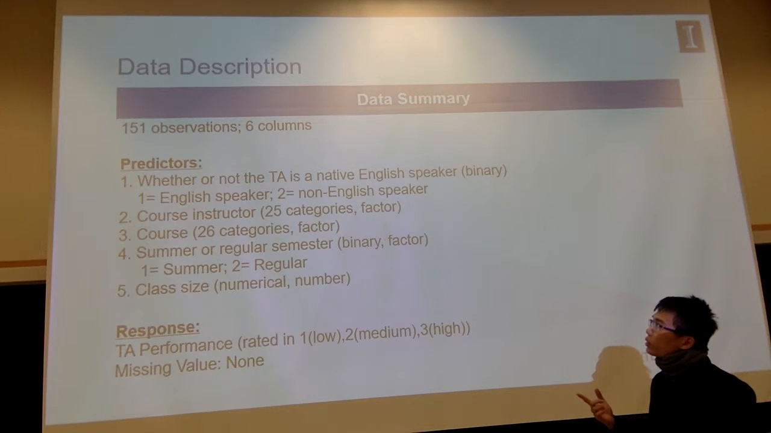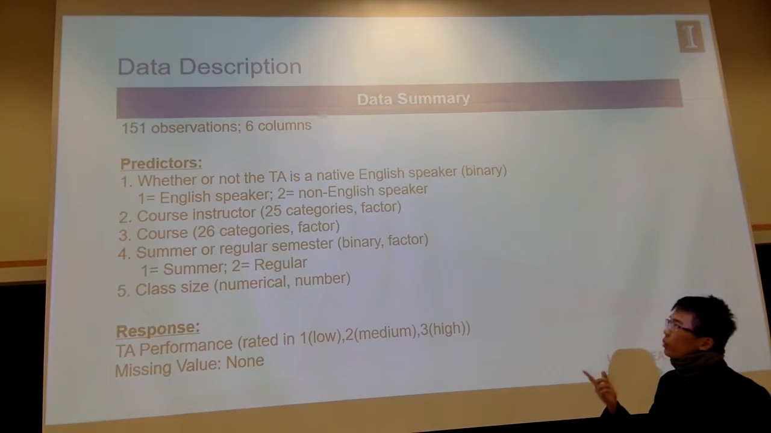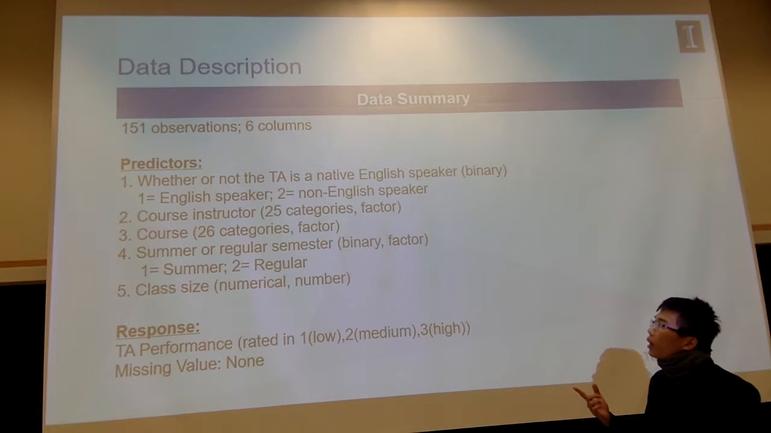Among our predictors, the first is whether the TA is a native English speaker or not. The second predictor is also a categorical variable, about the course instructor, and then the course, and whether the semester is a summer or a regular fall or spring semester. And the fifth predictor is the class size.